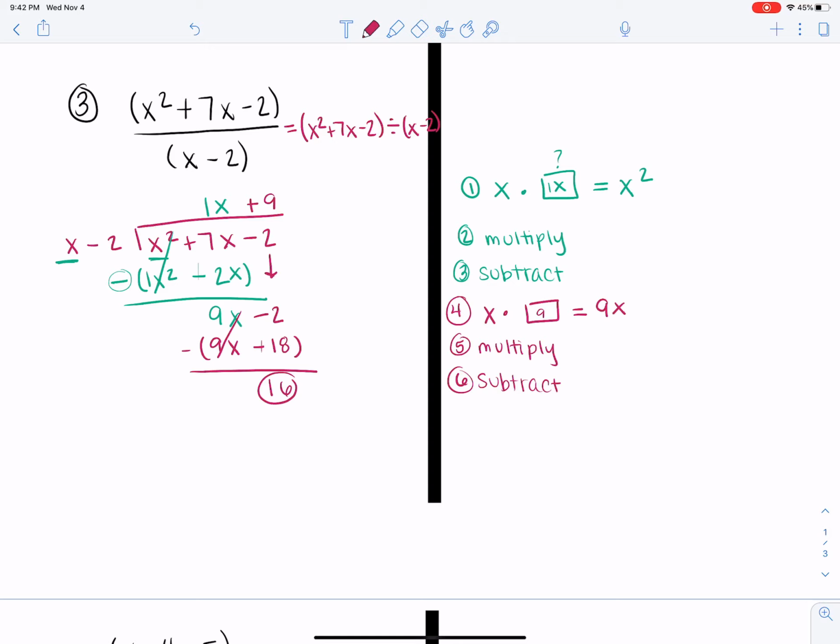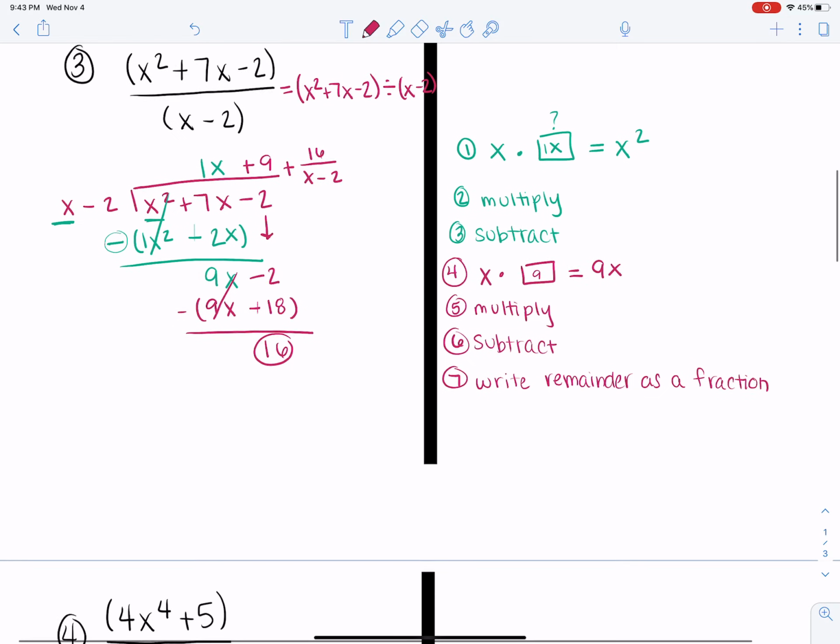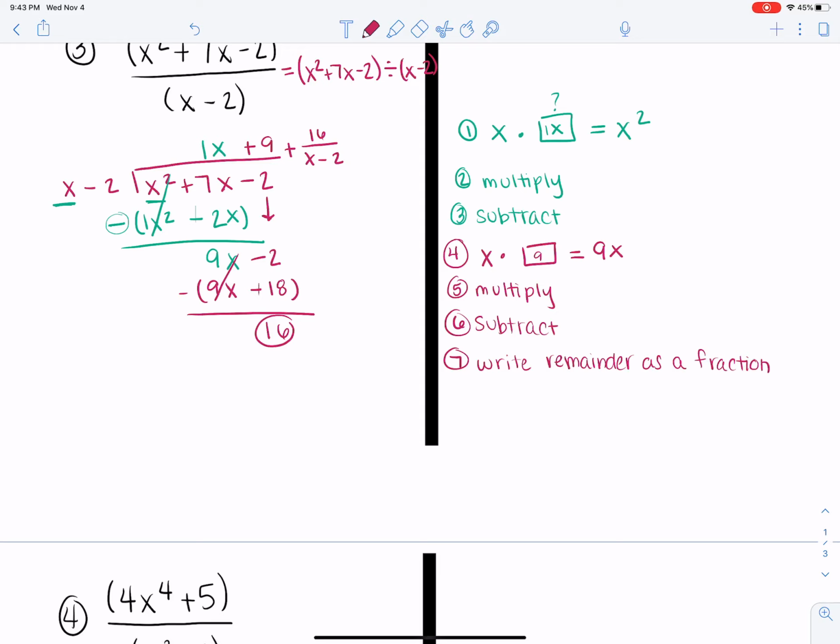So it's positive, so I'm going to add 16 over. We're going to put it in a fraction, just like we did with the 1 and the 4. We're going to put it over what was on the outside, and the outside is x minus 2. So step 7, we're going to write the remainder as a fraction. All right, so my final answer, when I do x squared plus 7x minus 2 divided by x minus 2, is x, a single x so you don't have to write the 1, plus 9 plus 16 over x minus 2.